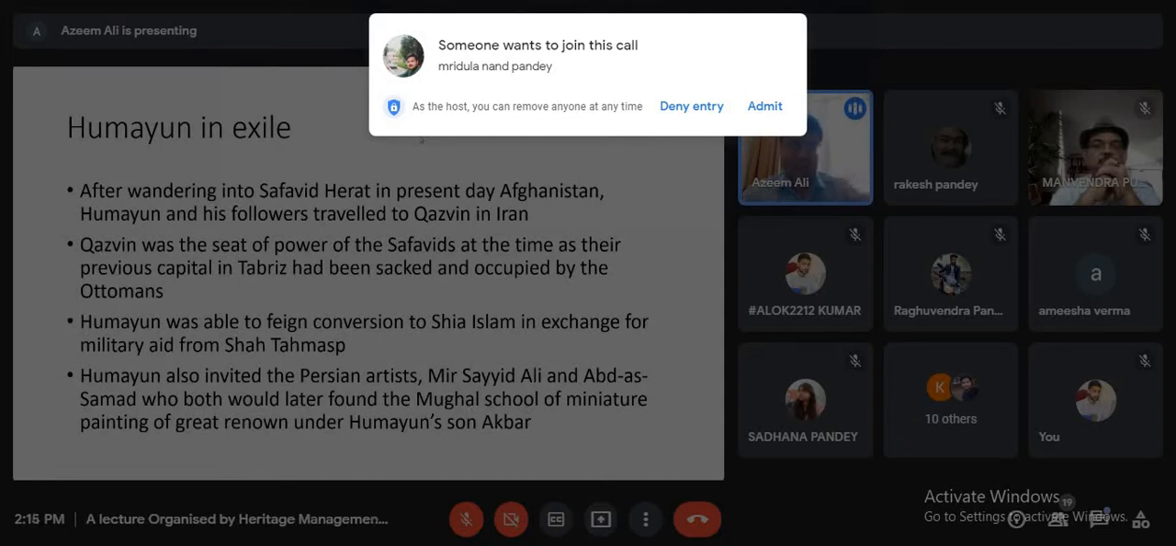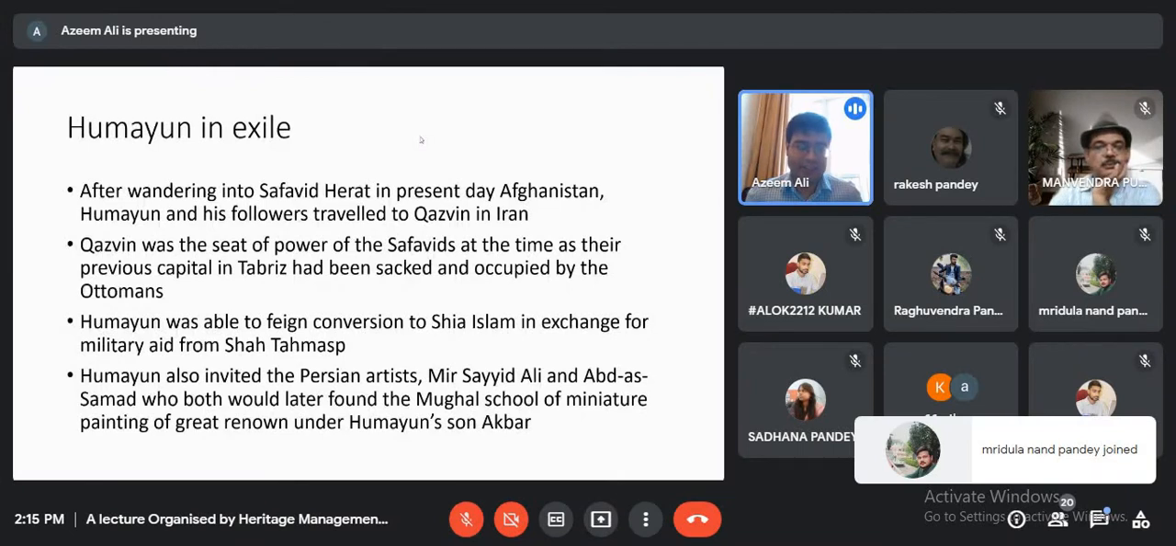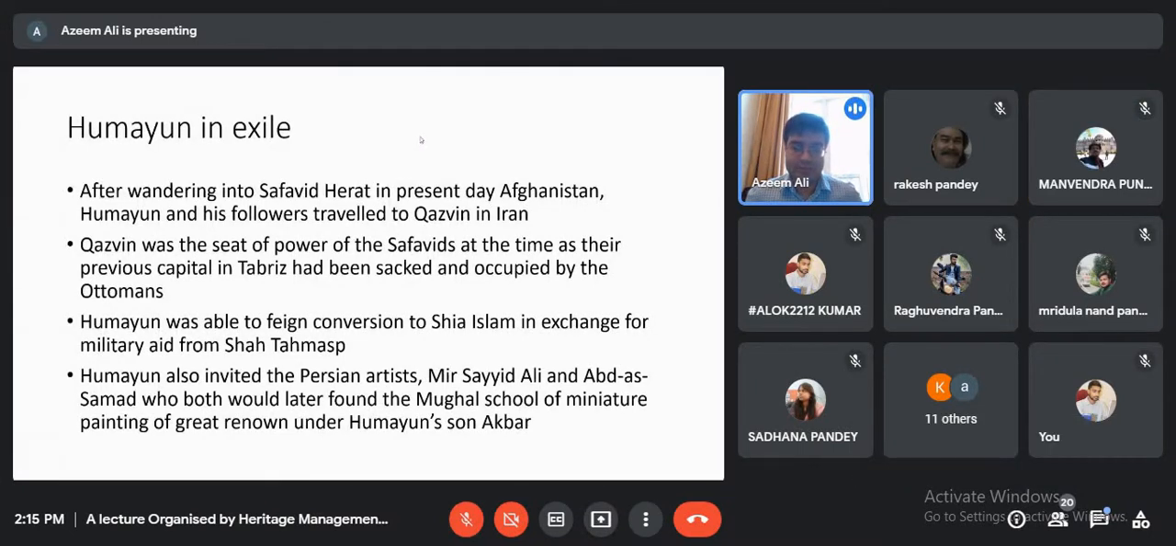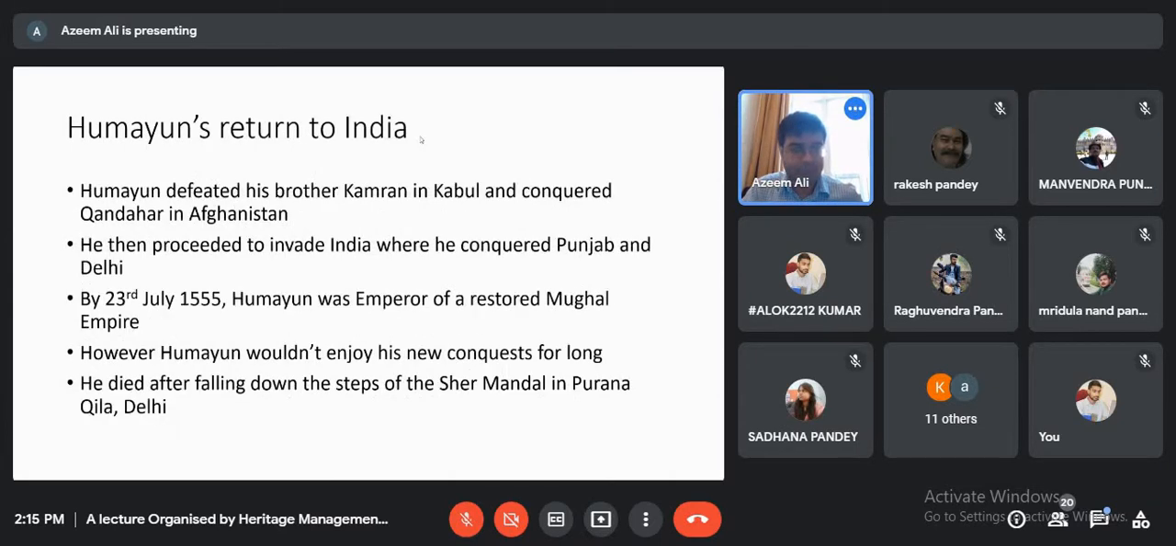And while in Iran, Humayun also invited the Persian artists Mir Sayyid Ali and Abd al-Samad, who both later founded the Mughal school of miniature painting of great renown under Humayun's son, Akbar. And with the support from the Safavids, Humayun defeated his brother Kamran in Kabul and conquered Kandahar and Afghanistan. He then proceeded to invade India, where he conquered Punjab and Delhi. By the 23rd of July 1555, Humayun was the emperor of a restored Mughal Empire.